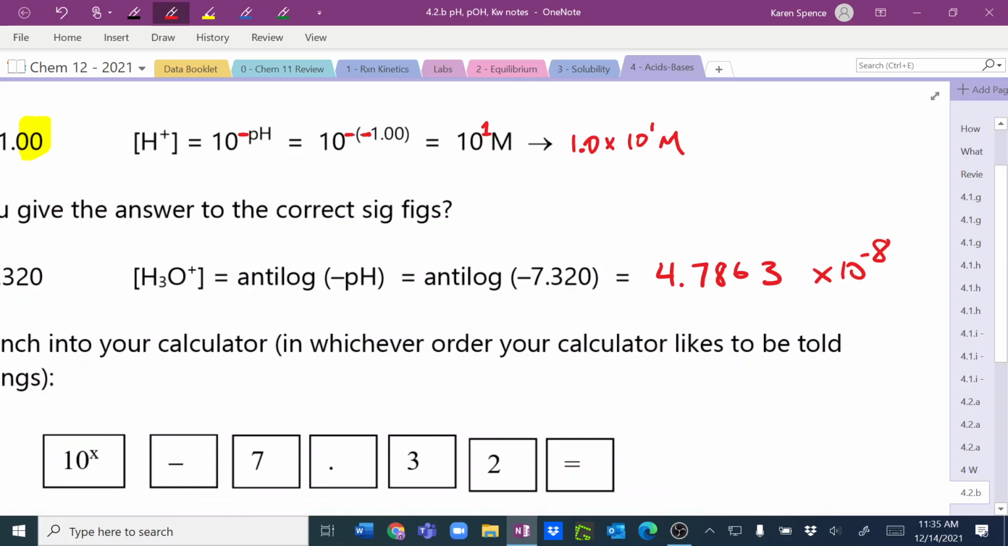So if I have that, is my answer correct? I know I have the number right now. Sig figs. How many sig figs do we need? We need to have 3 sig figs. And so that's going to be 4 point what? 4.79 times 10 to the negative 8. And what is our unit there?